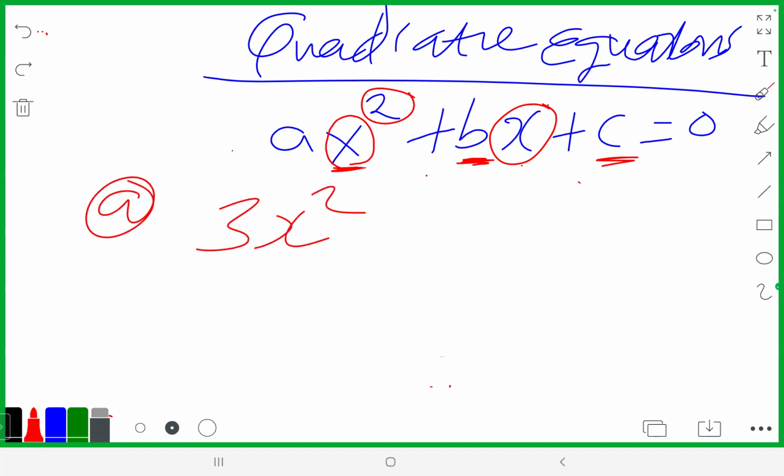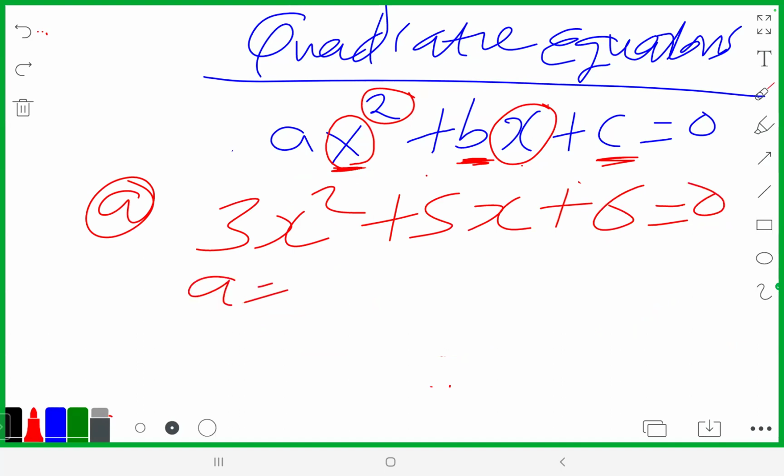3x squared plus 5x plus c. Sorry, not plus c, let's say plus 6, is equal to 0. So in this case, the value of A is equal to what? 3. The value of B is equal to positive 5. And the value of C is equal to positive what? 6. So this is the first thing that you do, is always to identify which one is the value of A, which one is the value of B, and the value of C.